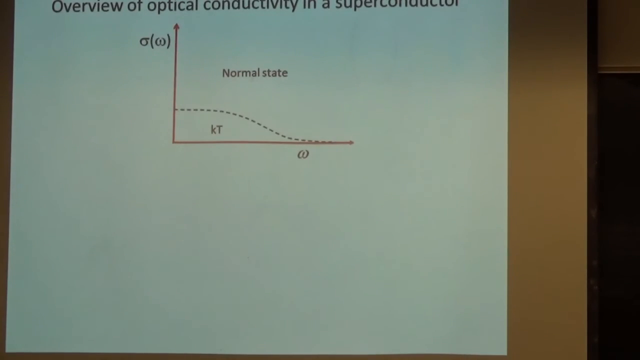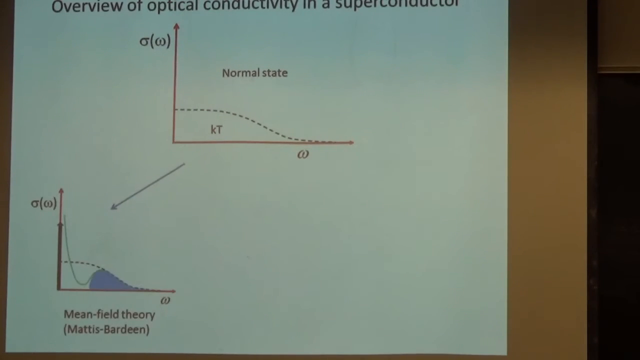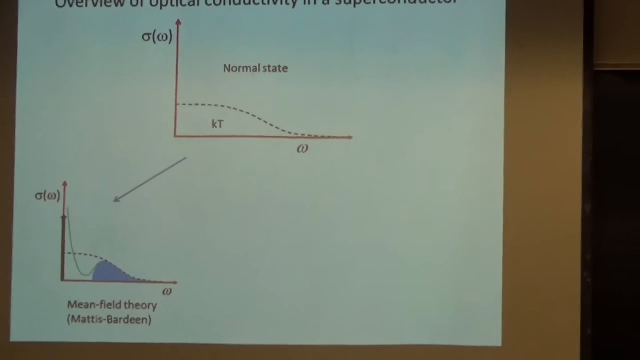So at this point, let me try to review what we've learned about the optical conductivity of the superconductor from this additional perspective: in the case of two-dimensional systems, low-dimensional systems, or exotic superconductors, it may be interesting to go beyond the BCS mean field theory. What we've seen is that in the case of mean field theory, you get a pretty simple picture for the optical conductivity. It's known as the Mattis-Bardeen picture, so I'm just showing schematically what we discussed last time.